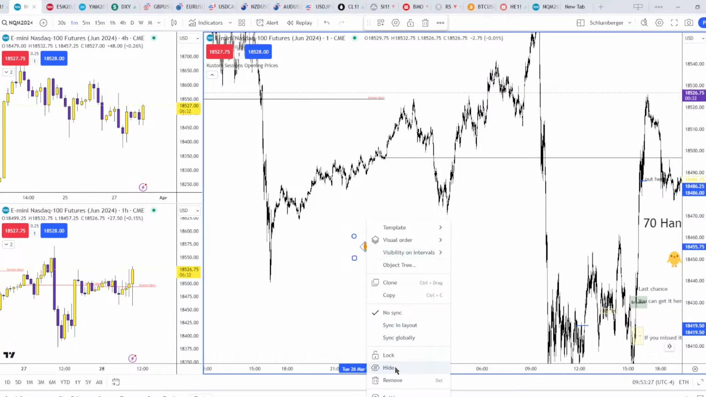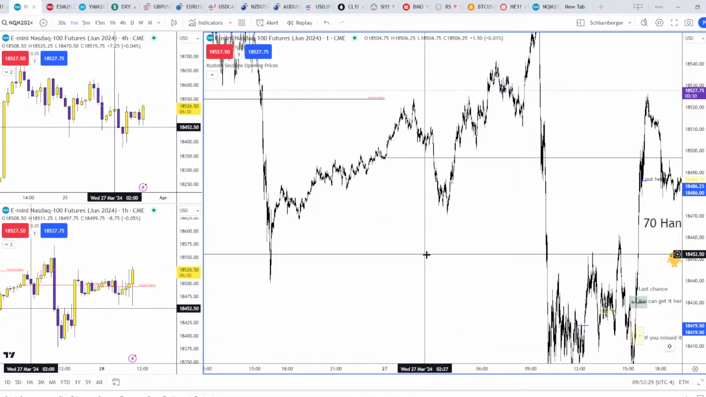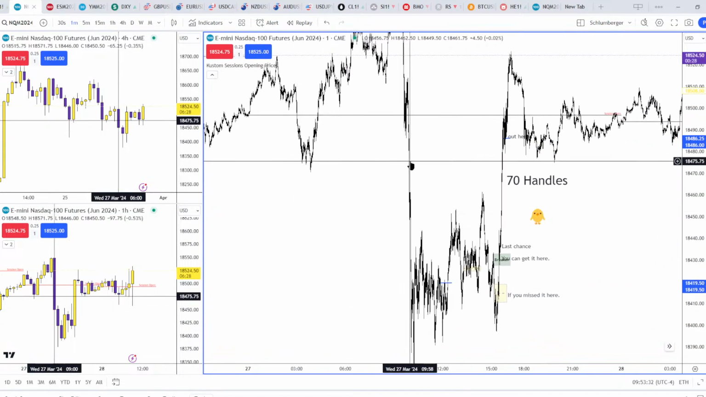Got too many carrots here. No, that was yesterday.